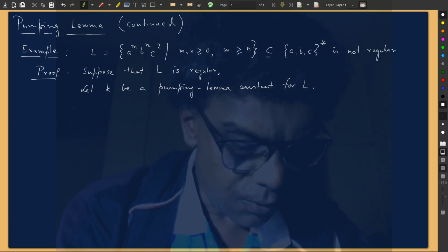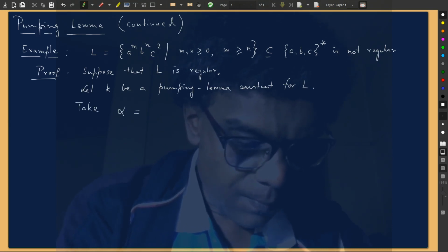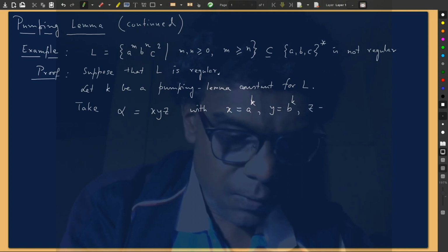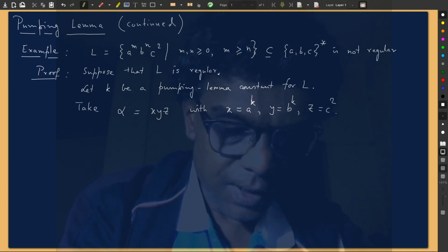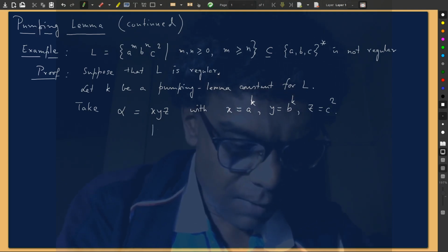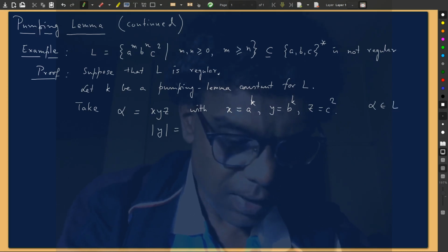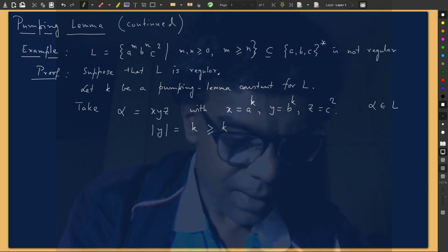Now I choose the string alpha, x, y, z, with, let's say, x equal to a power k, y equal to b power k, z equal to c square. This is just to demonstrate that we can have x, y, z non-empty. This is just for convenience. In particular, y is the number of b's, k. So k is greater than or equal to k, so alpha is in this language L. And the length of y, the middle part, is k, which is again greater than or equal to k. And therefore, I can supply this alpha to the daemon.